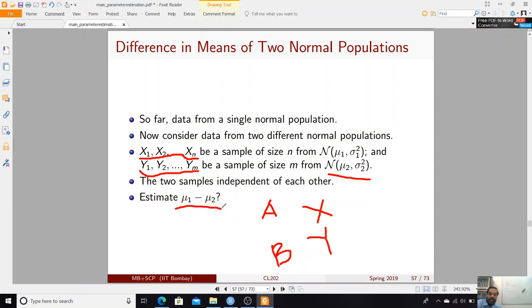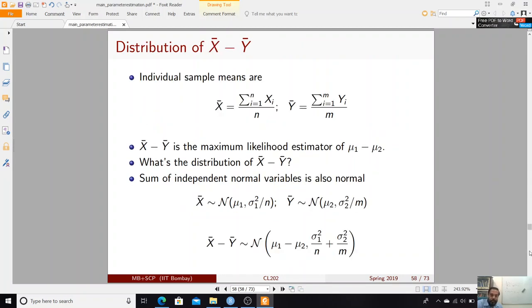So like the previous case, we will consider two cases here. In one case, we will magically assume that sigma 1 and sigma 2 are known, that is, the population variances are known. And in the other case, we will assume that they are not known. So you could very quickly calculate the sample mean coming from population X and the sample mean coming from the other population, as X bar and Y bar. Now, these are also the maximum likelihood estimators or point estimators for mu 1 and mu 2. The question is, as you have seen, we always would like to know the underlying distribution so that we can build confidence intervals.